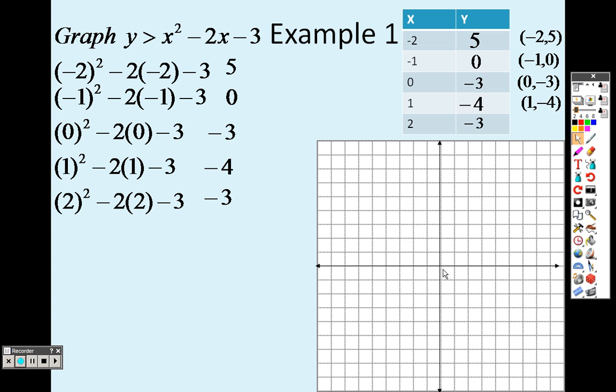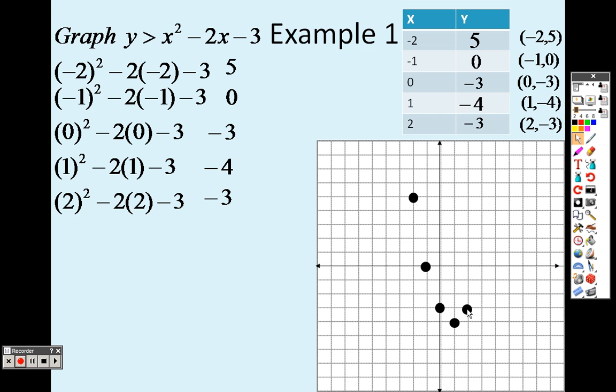So let's plot the points. (-2, 5): I count up 1, 2, 3, 4, 5 and put the point. (-1, 0), put the point there. (0, -3): 1, 2, 3, put the point there. (1, -4): 1, 2, 3, 4, right there. And (2, -3): 1, 2, 3.